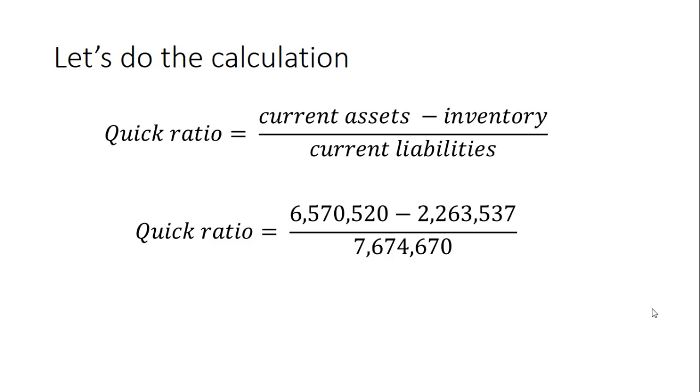And then we put that into a calculator and we get a quick ratio of 0.56, which is suggesting that without relying on the inventory, the company's current assets only cover slightly over half of the current liabilities, which is pretty shockingly bad.